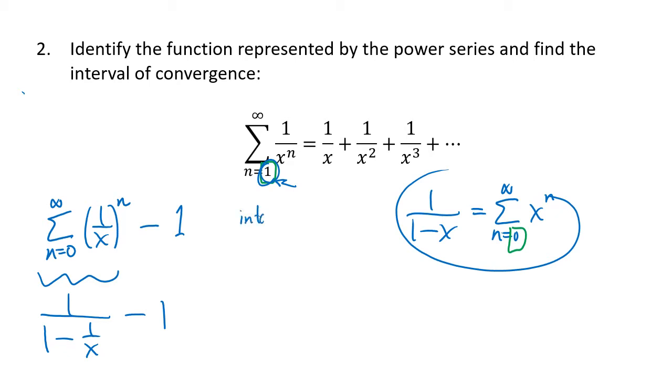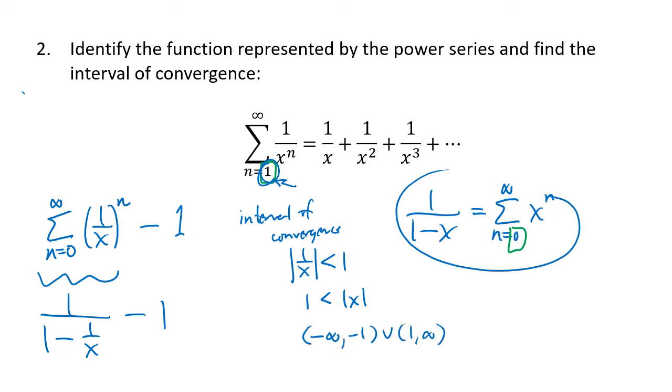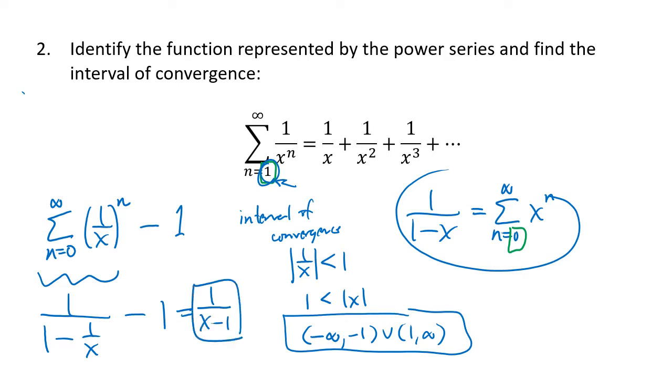And the interval of convergence here is going to be where the thing that we plugged in, its absolute value, is less than 1. It's not just absolute value of x less than 1, it's whatever we plugged in that has to have absolute value less than 1. If I multiply both sides by the absolute value of x, I get that the absolute value of x is greater than 1. So this series converges from minus infinity to minus 1, or from 1 to infinity. That's my interval of convergence for this one. And if I do some algebra and clean this up, this works out to be 1 over x minus 1, and gives me a slightly different looking series for that function.